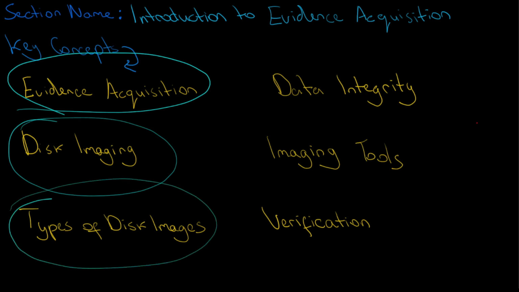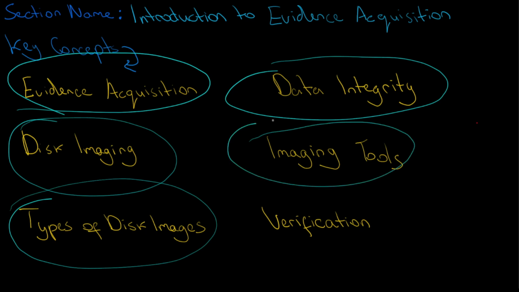Types of disk images: we basically have the full disk image, which captures everything on the drive, and the logical image, which focuses on specific files or partitions. And we also have data integrity, to ensure evidence isn't altered during acquisition. Physical write blockers are used. These tools prevent any changes from being made to the original device during the imaging process.